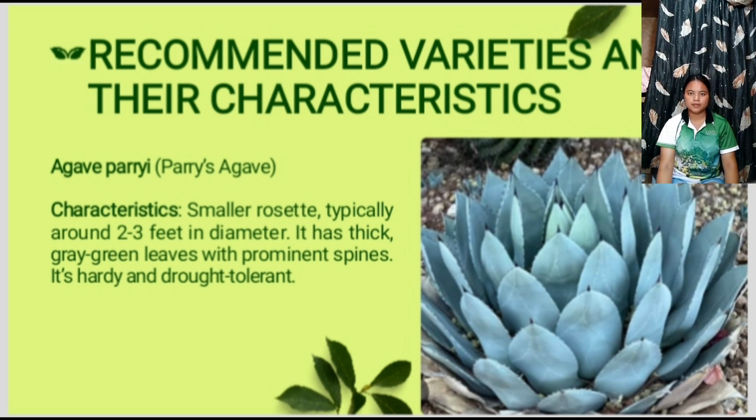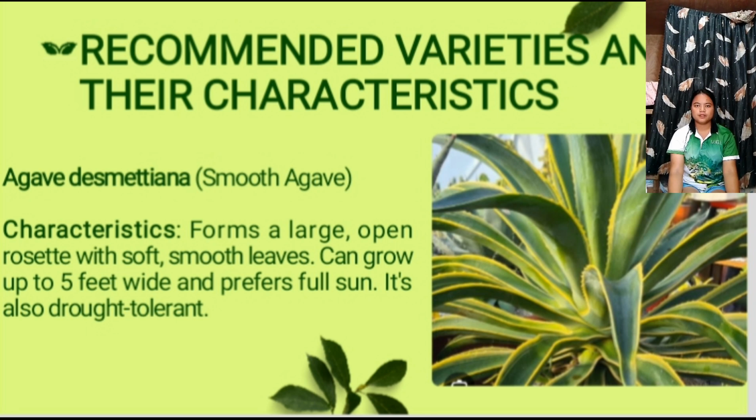So for Agave parryi, their characteristic is smaller rosette, typically around 2 to 3 feet in diameter. It has thick, gray-green leaves with prominent spines. It's hardy and drought tolerant. So for Agave desmettiana, their characteristic is forms a large, open rosette with soft, smooth leaves and can grow up to 5 feet wide and prefers full sun.